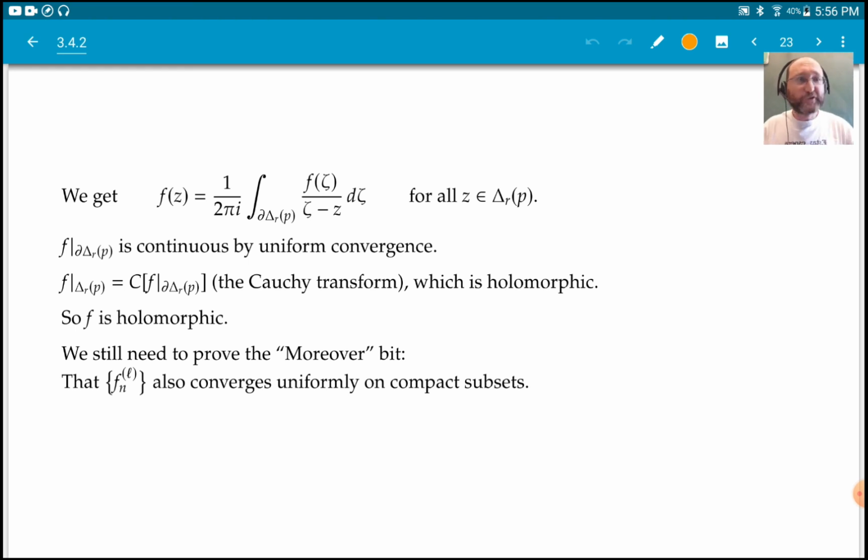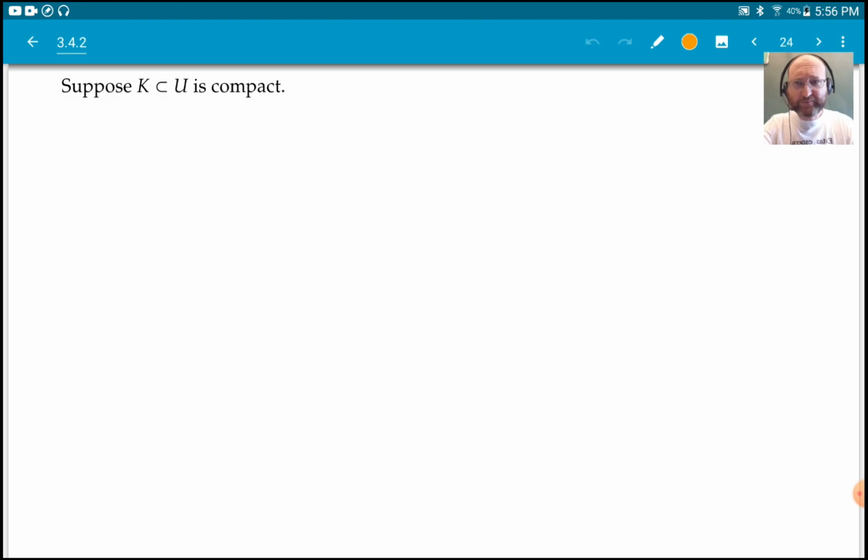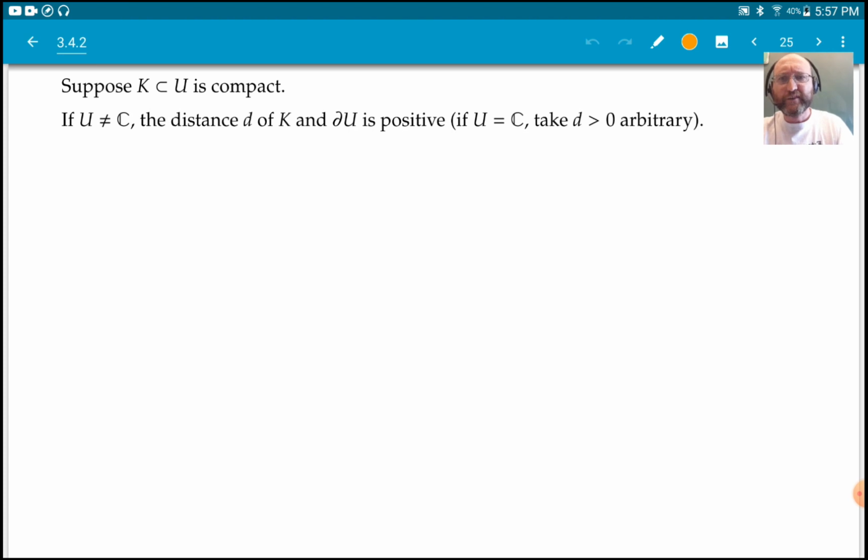Okay. So we have that f is holomorphic, right? So we're sort of halfway there. It's the first thing that we wanted. We still need that moreover bit. We need that all the derivatives also converge uniformly on compact subsets. All right, so let's do that. Suppose that K is a compact subset of U.